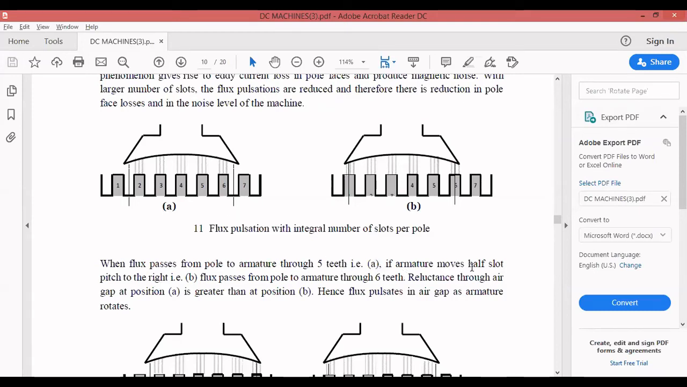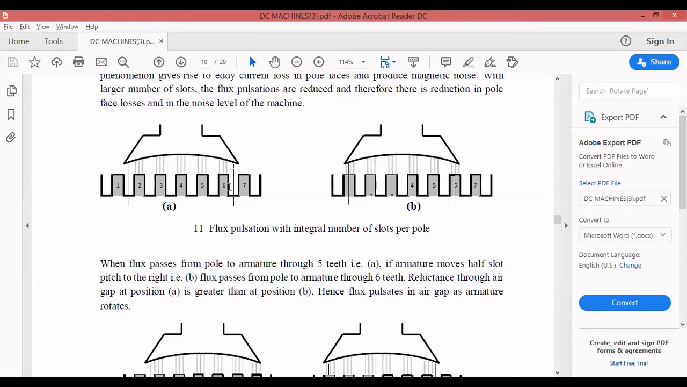If the armature moves half a slot pitch to the right, if the armature moves to the right side, it will be rotating here. Half a slot, what does it mean? You can see here, this is a position. Now you can see this is a position.